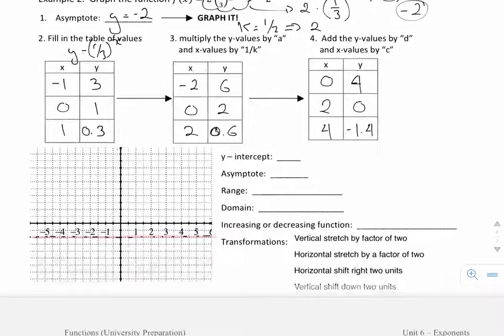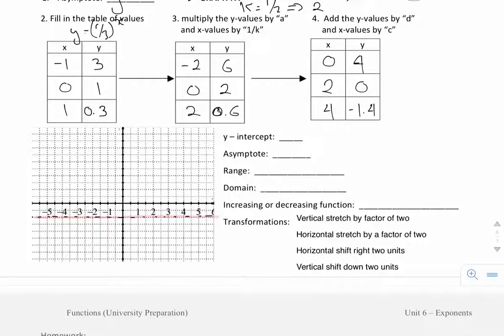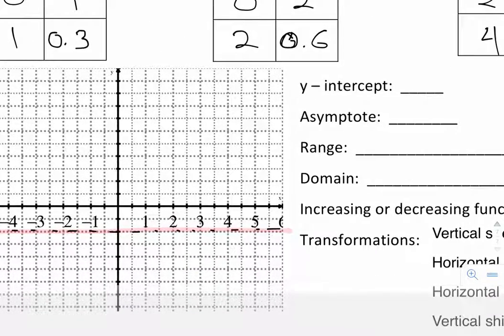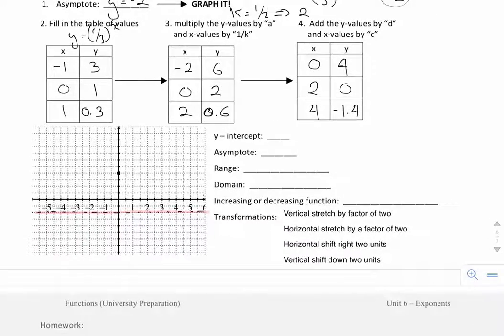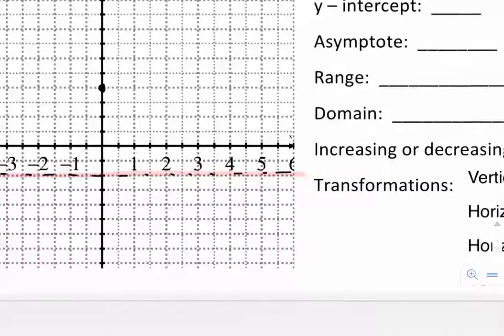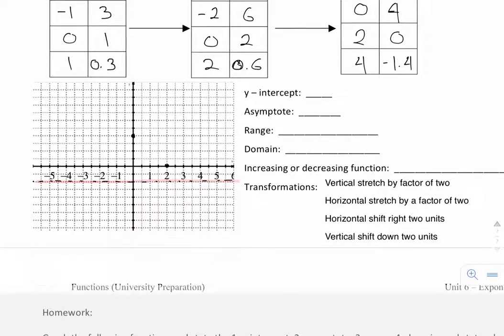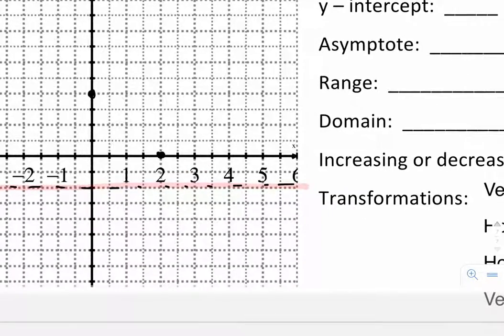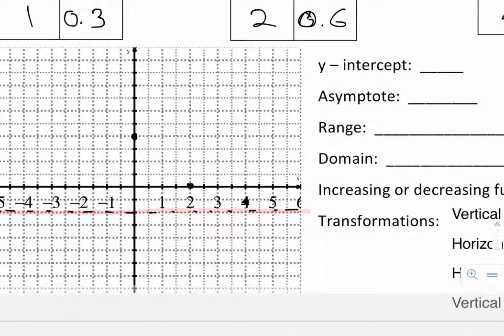So what do these look like? Let me go to my graph. I have 0 and 4, which is going to be this point here, 1, 2, 3, 4. I have, what else? 2 and 0, which is going to be over here. And then I have 4 and -1.4, which is going to be roughly over here. So my graph, again, the general shape is looking like that.